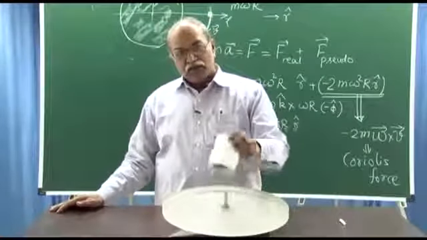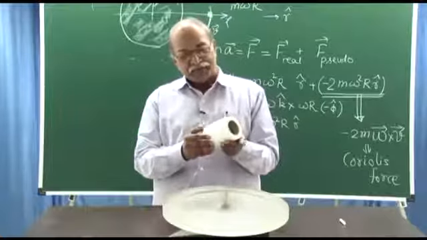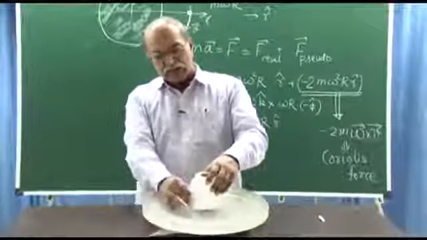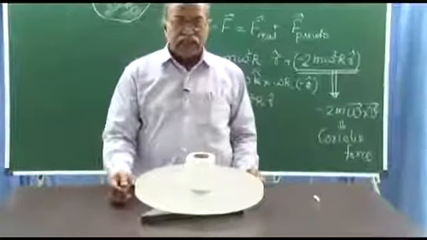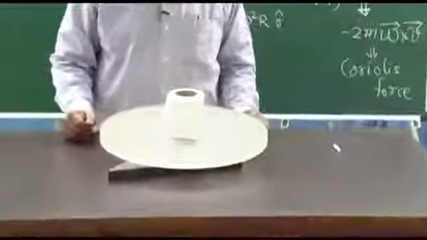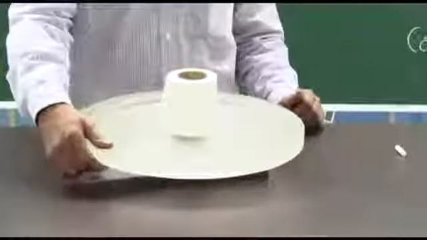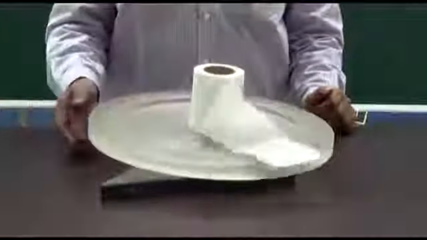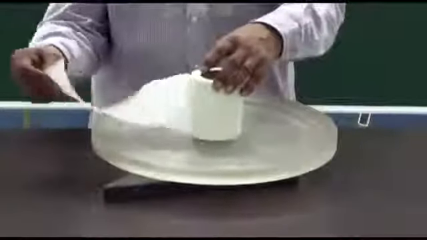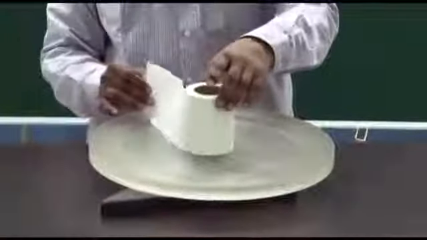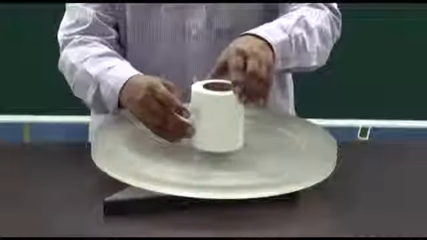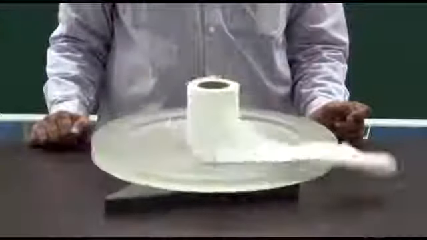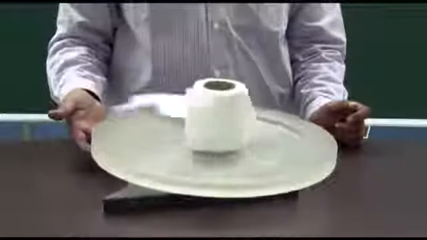Here is one more very interesting experiment. This is a tissue paper roll, and I put it here on the rotating disc, and I will rotate the disc and you see what happens to the roll. It has opened up. See, the roll has opened up.